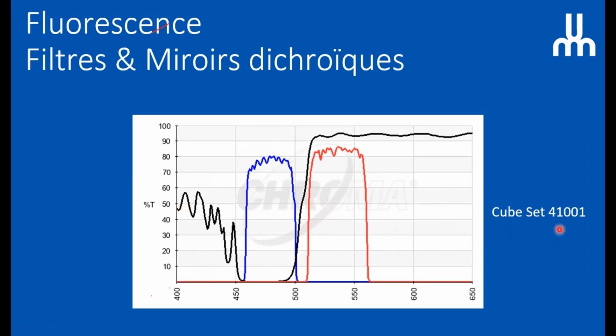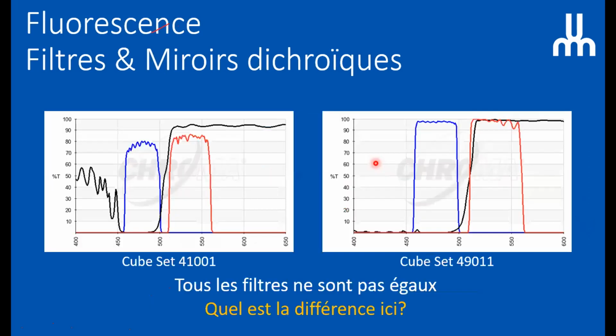And this is the example for the cube called 41001. So you have the emission filter, the excitation filter, the dichroic, and the emission filter. And not all the cubes or sets are the same. This is an example from the same company, with the same values for the cube. You can see that there is a difference from the left side to the right side. And what's the difference? What's different between left and right?